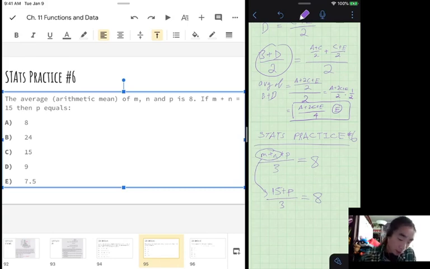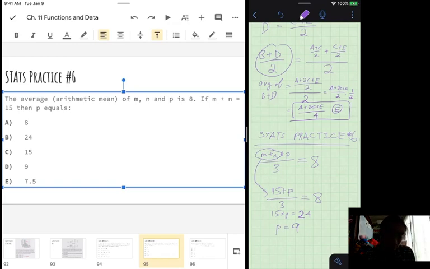When you solve for p, 15 plus p equals 24. So then subtract 15 from both sides, p equals 9. And that matches option D. Good job.